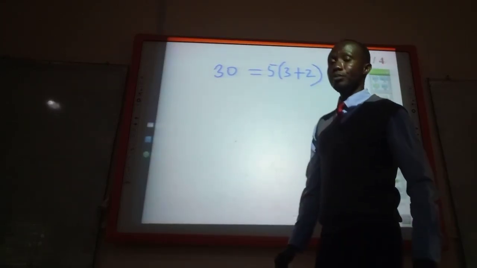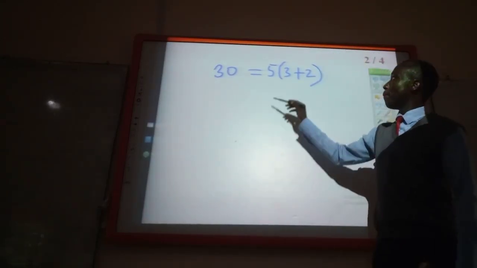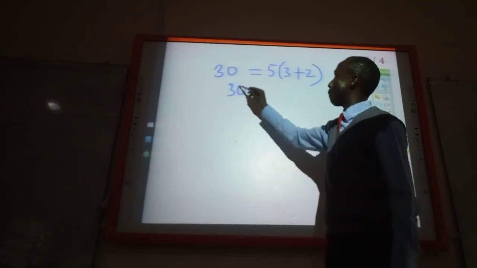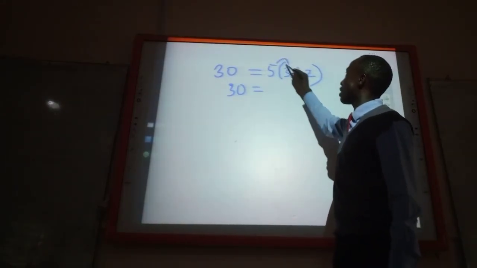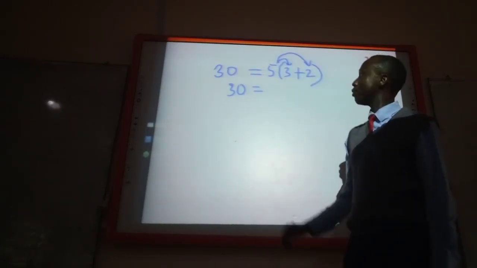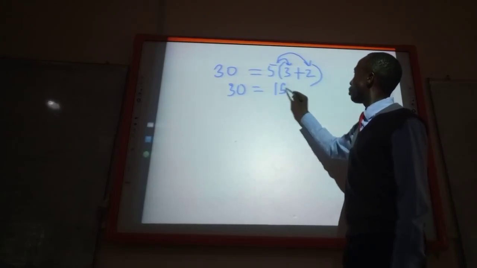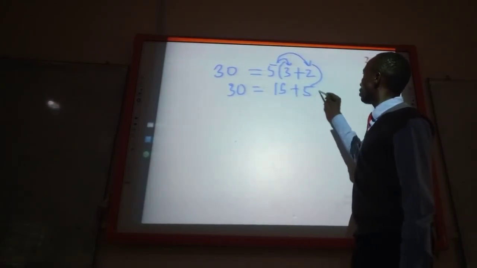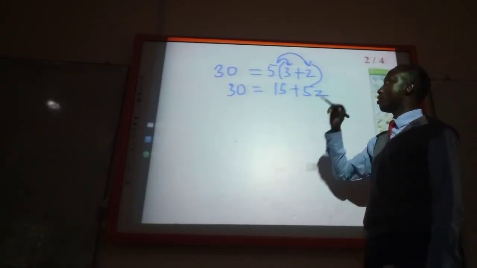So 30 equal to what? 5 bracket 3 plus z, right? So what do we have? We have to expand, right? If we expand, we get what? 15 plus 5z. 5 what? Z. Please, this is not 2z.